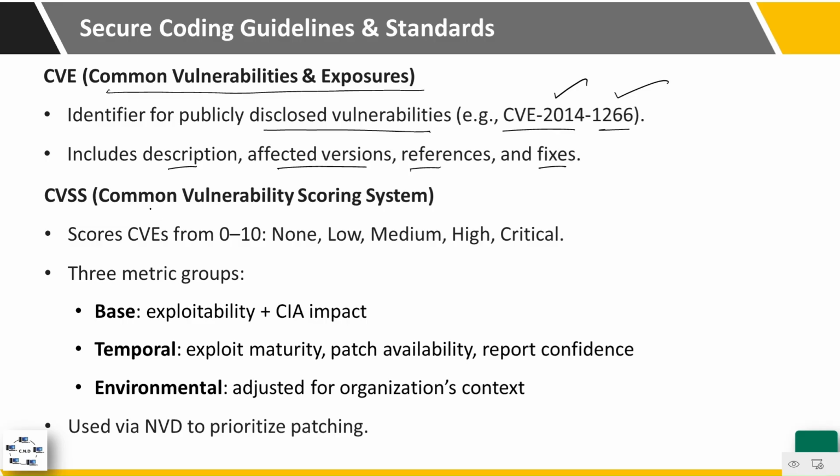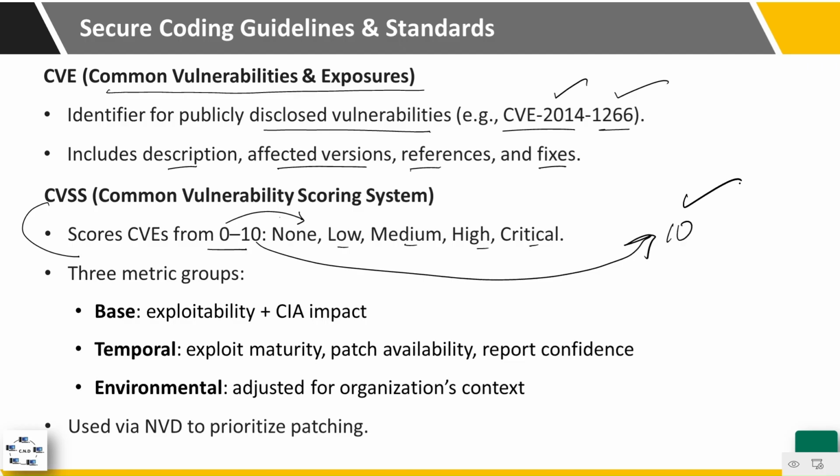And then we have the CVSS, which is Common Vulnerability Scoring System. This is used to score the CVEs from 0 to 10, where 0 refers to none, and then it increases gradually: low, medium, high, and critical. Any vulnerability that has a score of 10 is the most critical, while 0 has no criticality.